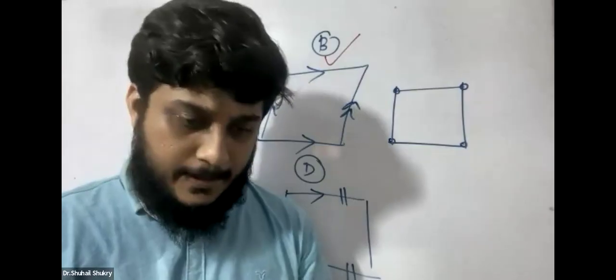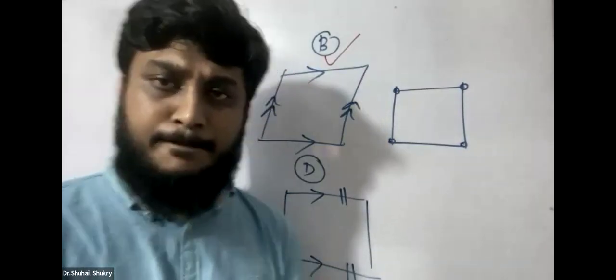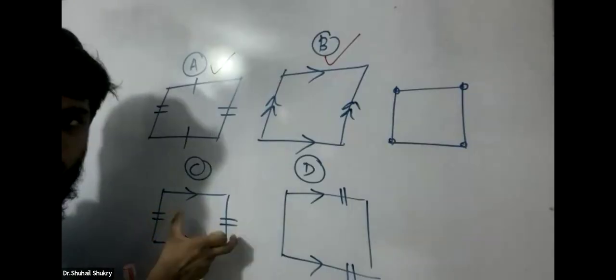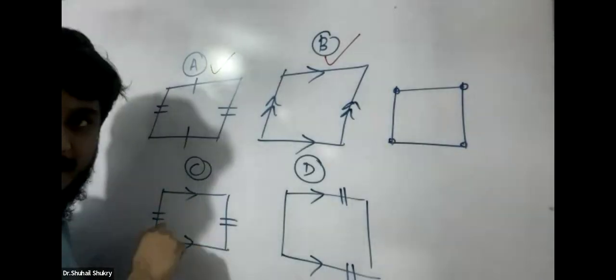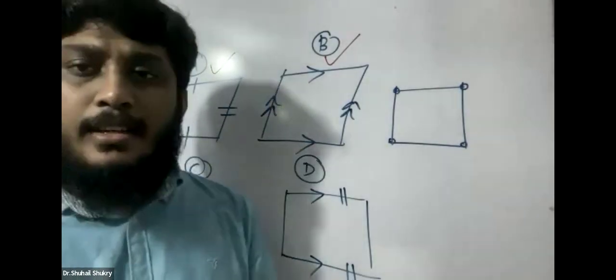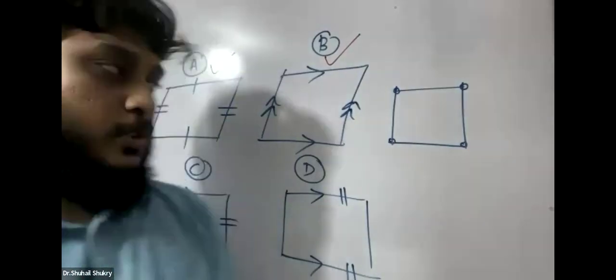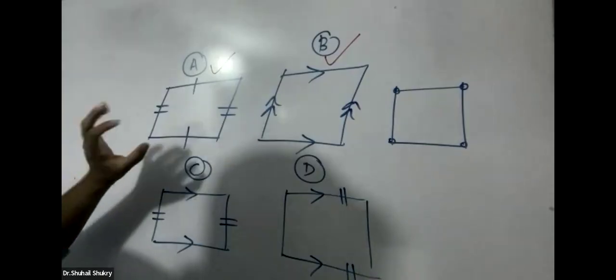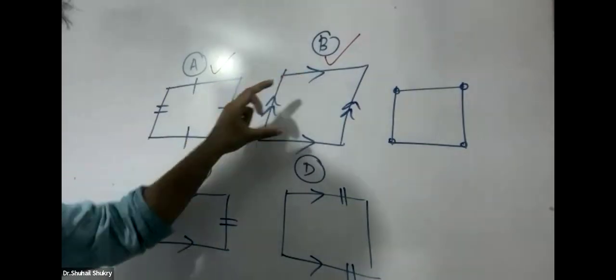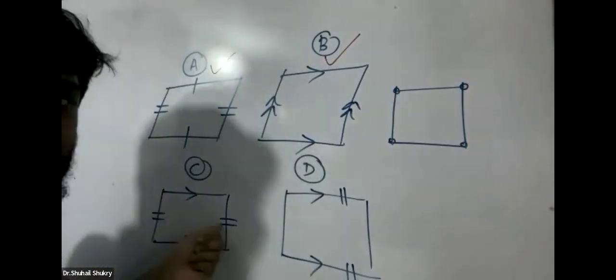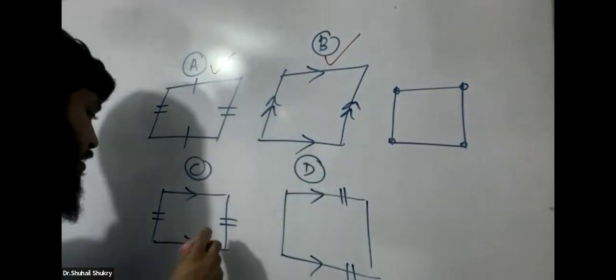Okay, nice. Then come to the C part. C, this side is parallel and this side is equal, right? Both the sides mean, yes, two pairs. Both the pairs should be equal. Yeah, both the pairs should be parallel. But if one pair is parallel and one pair is equal, we can't tell that is a parallelogram.